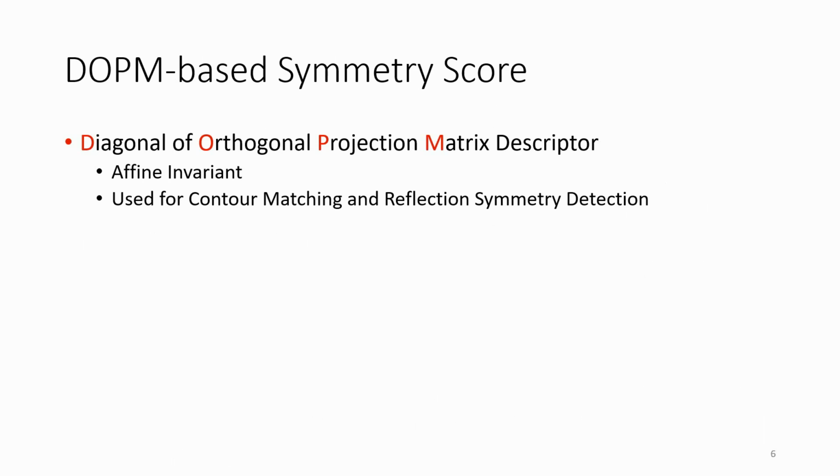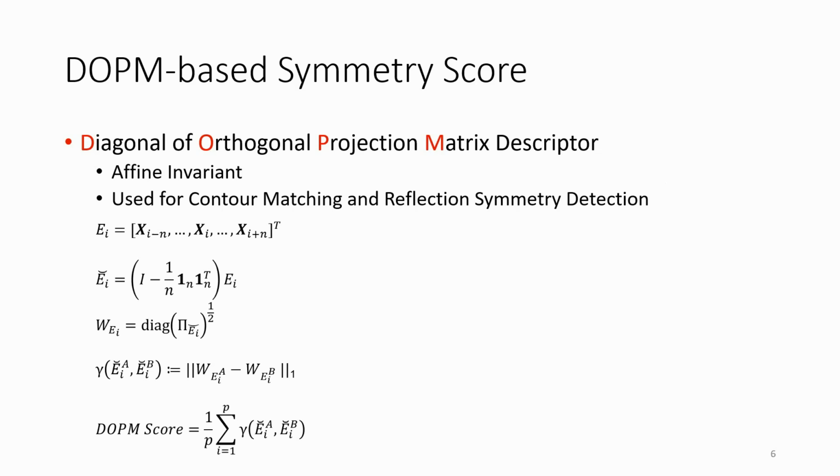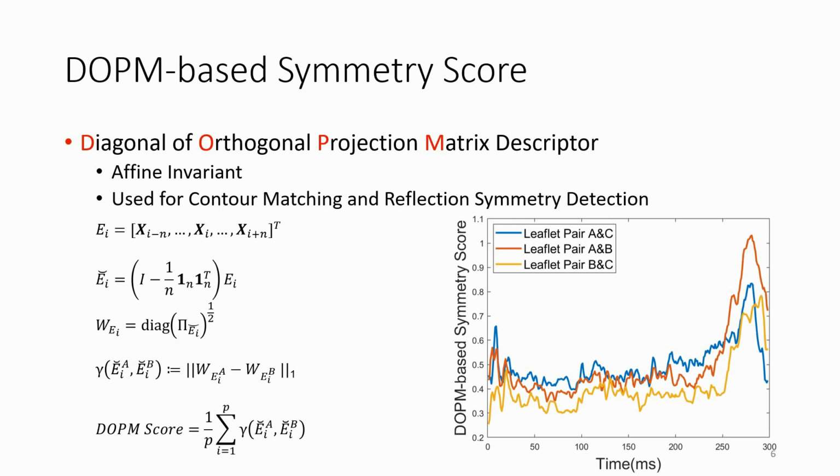DOPM stands for Diagonal of Orthogonal Projection Matrix. The DOPM descriptor has been used in the literature for contour matching and reflection symmetry detection. We compute the DOPM descriptor for all points on both leaflet curves and calculate the DOPM score as the average of the differences in DOPM descriptors between corresponding points. Here you can see an example of DOPM score calculated for an entire cardiac cycle. The smaller the score, the higher the symmetry.